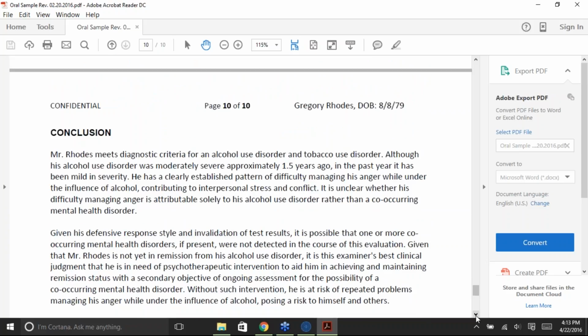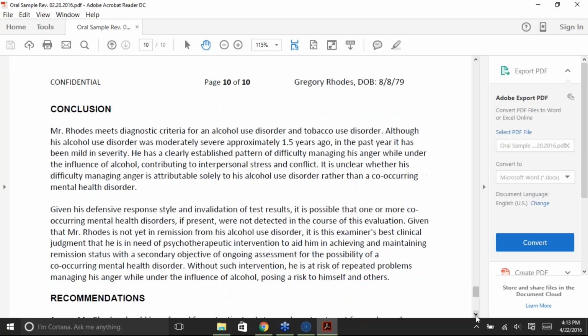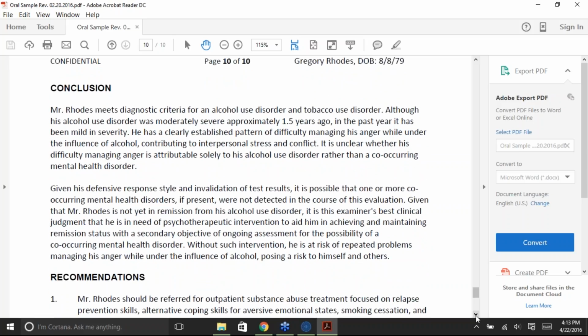So since I think that about this client, I conclude the guy's got the disorder, and given his defensive response style and invalid test results, I could have missed a mental health disorder. I don't know for sure that he doesn't have a mental health disorder because I couldn't really get good quality information from him because of his defensiveness and his denial and invalid test results, and he's denying all the symptoms, but they could be there and I could have missed it, I'm saying.